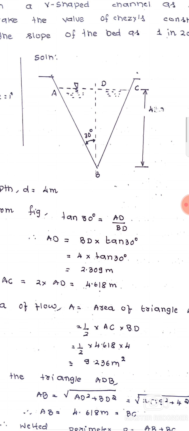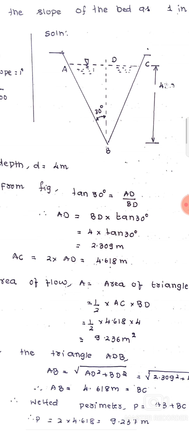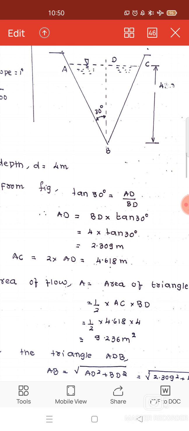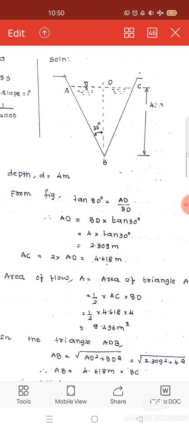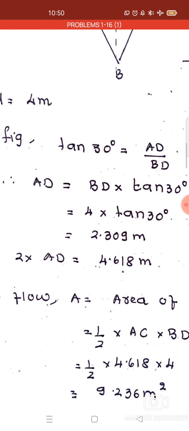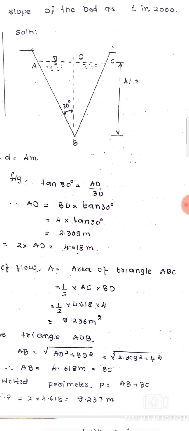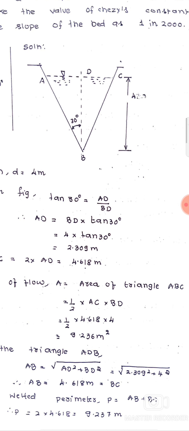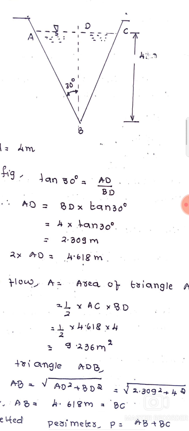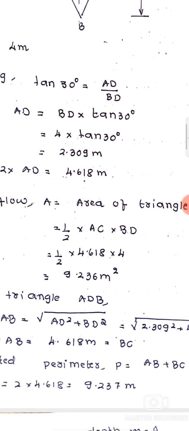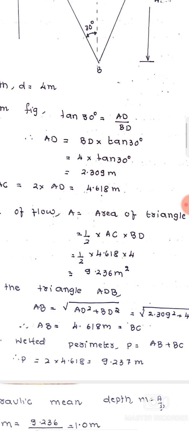Then the distance AD will be equal to CD. To find the total distance A to C, it is 2 times AD, that is 2 into 2.309 meters. Then you'll get the AC distance as 4.618 meters. Then the area of a triangle is half into base into height. Height is given as 4 meter and the width we have calculated. So half into base AC into height BD, that is 1 by 2 into 4.618 into 4. Then you'll get the area as 9.236 meters square.